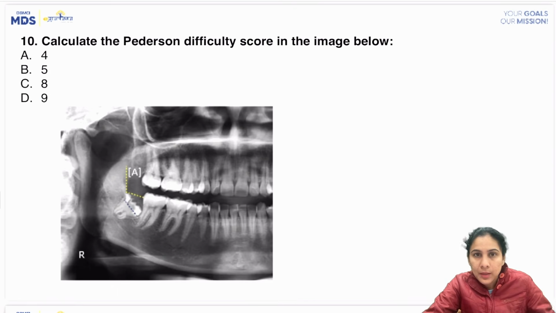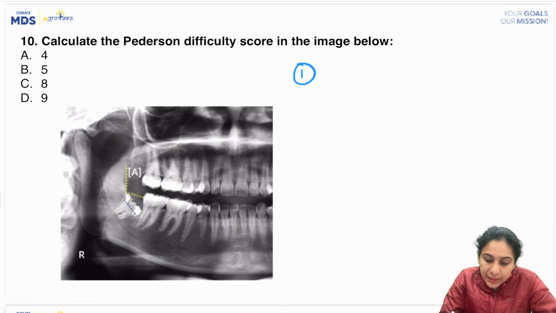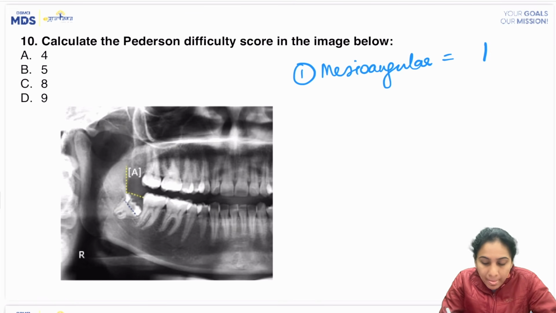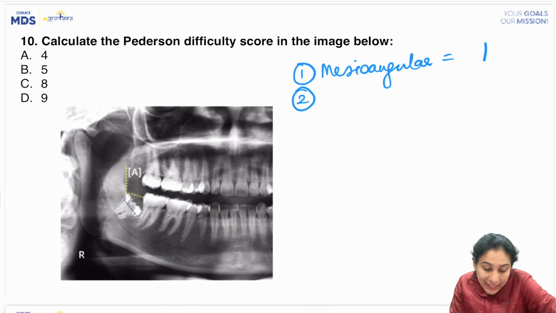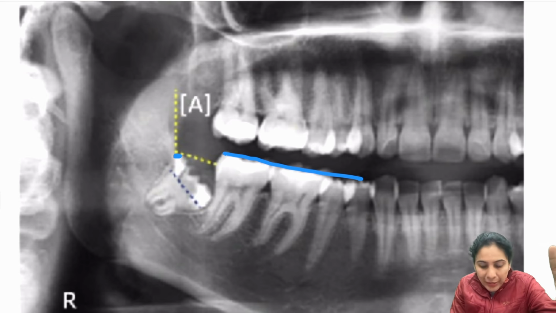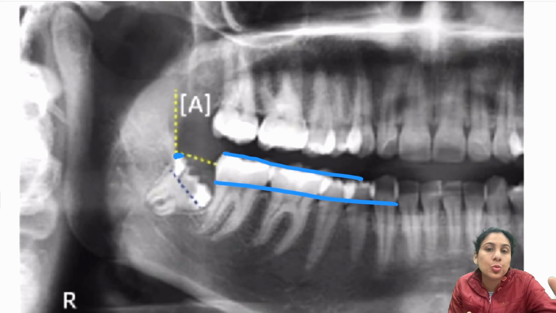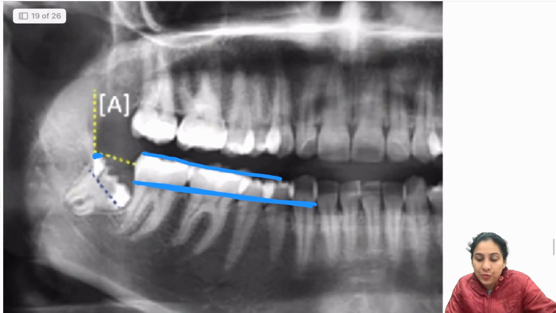Alright. Calculate the Pedersen difficulty score in the image below. Now we all know how to calculate. First thing is we will see the angulation of the tooth. It is a mesioangular tooth, right? So I will give it a score of 1. Second, I will check the occlusal level. If the highest portion of the tooth is at or above the occlusal level, I will give a score of 1. No, it is not at the occlusal level. If the highest portion of the tooth is at or above the CEJ, I will give it a score of 2. Yes, it is above the CEJ of the tooth. So it is a score of 2.